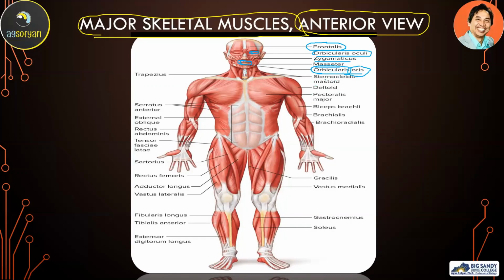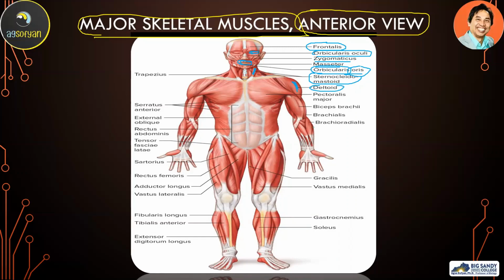Sternocleidomastoid muscle. This is the muscle on the neck. This is the one that moves our head. So when we say no, no, no, it's actually using this muscle contraction, okay? Sternocleidomastoid muscle.